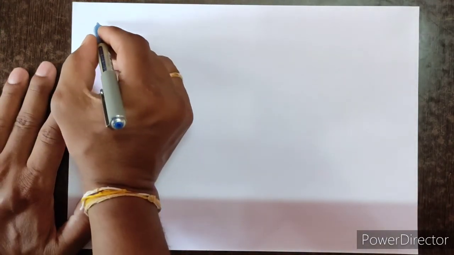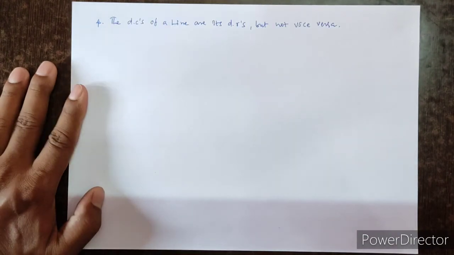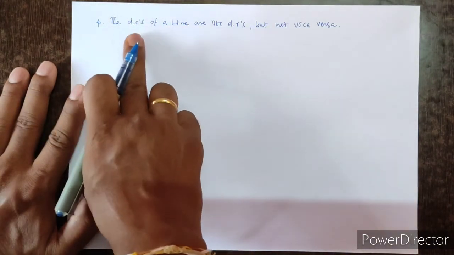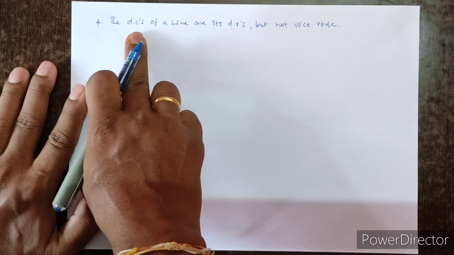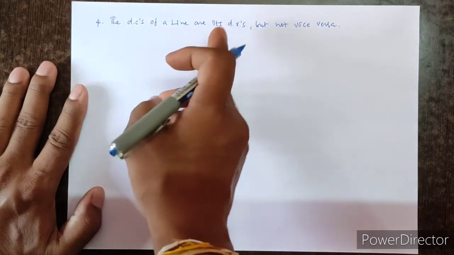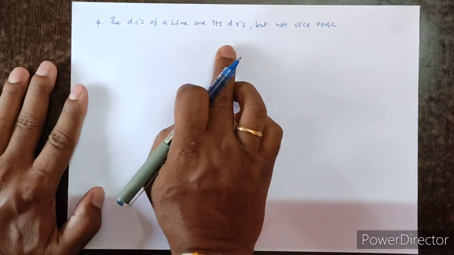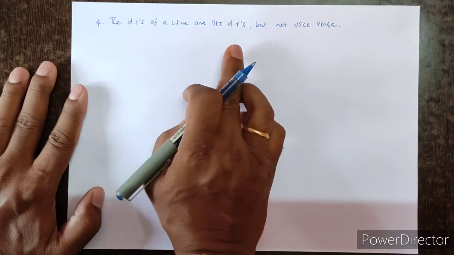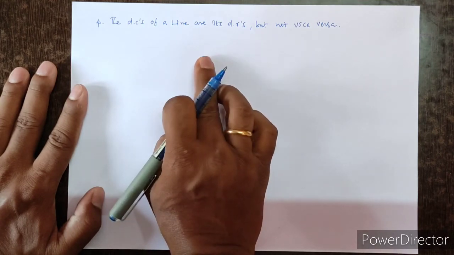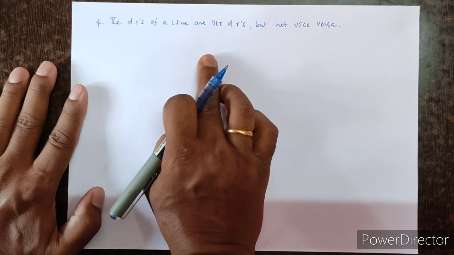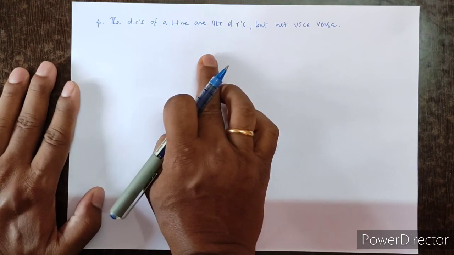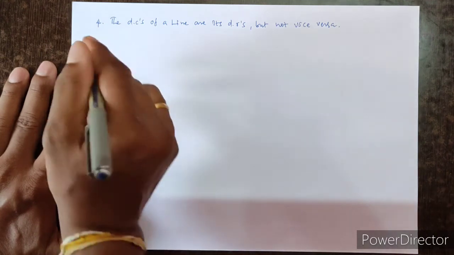Note 4. The direction cosines of a line are its direction ratios, but not vice versa. That means direction cosines of a line are its direction ratios, but all direction ratios are not direction cosines of a line.